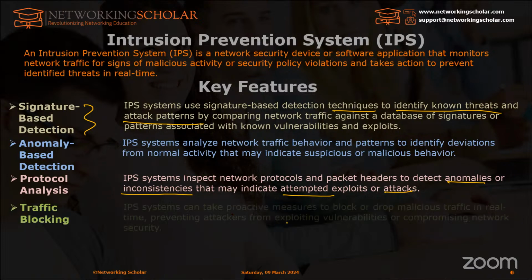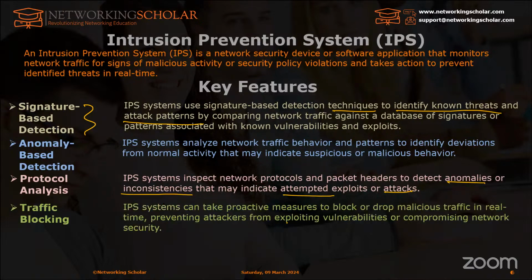Then there is traffic blocking. So how is it going to block the traffic? The IPS system can take proactive measures to block and drop malicious traffic in real time. It does not take time to block the traffic. Why is it doing that? Because it is always available, preventing our network from attacks that exploit vulnerabilities or compromise network security.